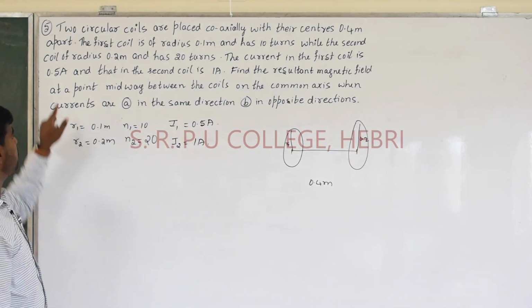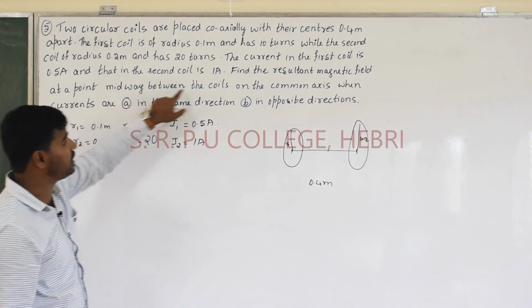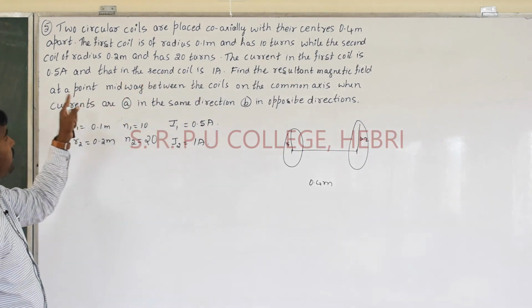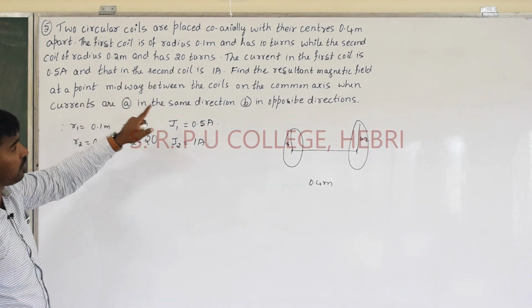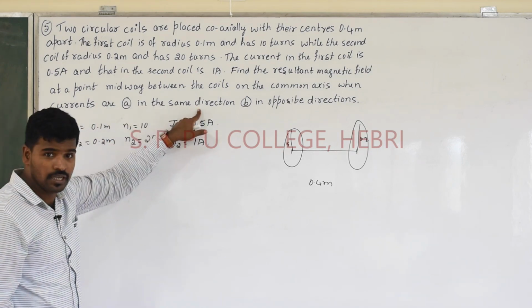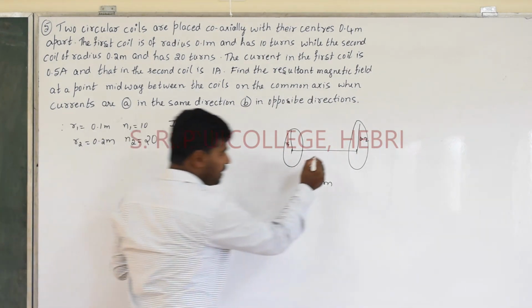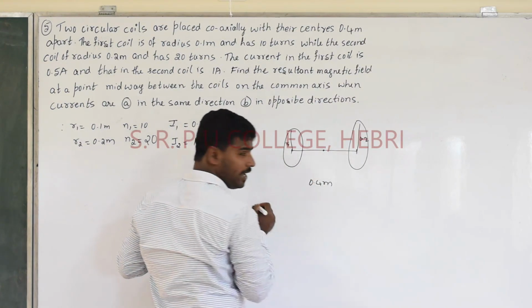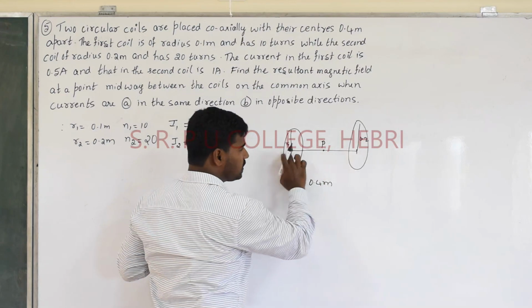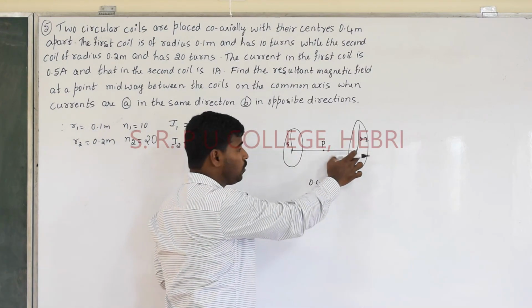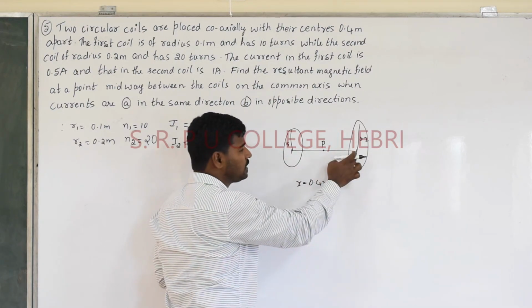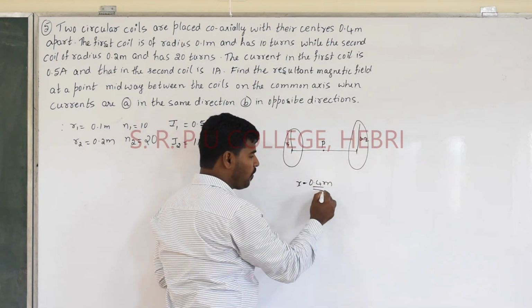Find the resultant magnetic field at a point midway between the coils on the common axis when currents are in the same direction. Midway between the two coils means the midpoint; that point is expressed by P. The total distance between the centers of the coils is expressed by x, which is 0.4 meter.